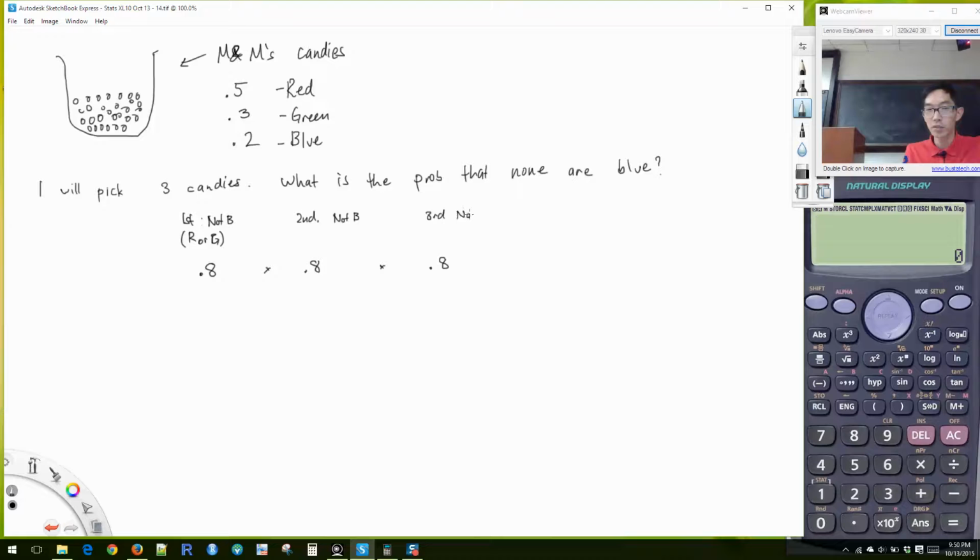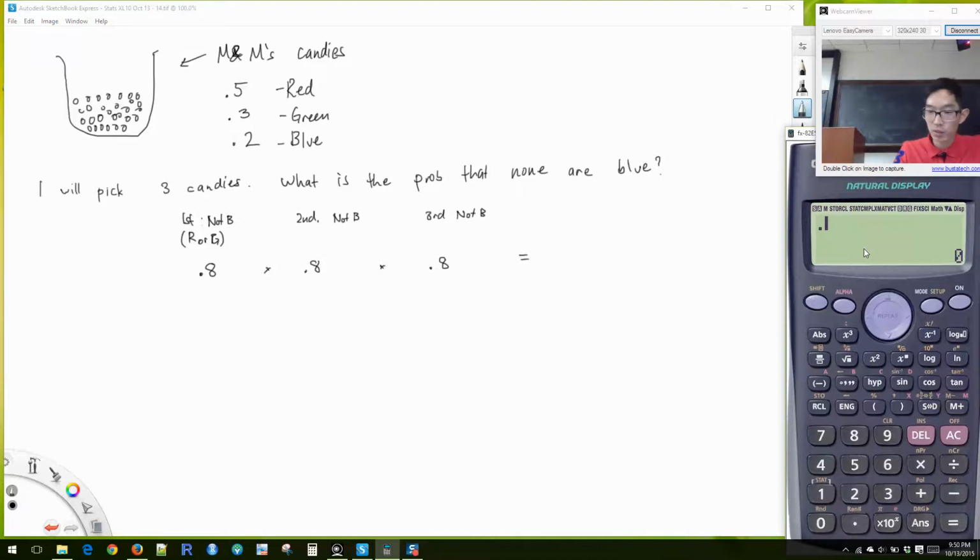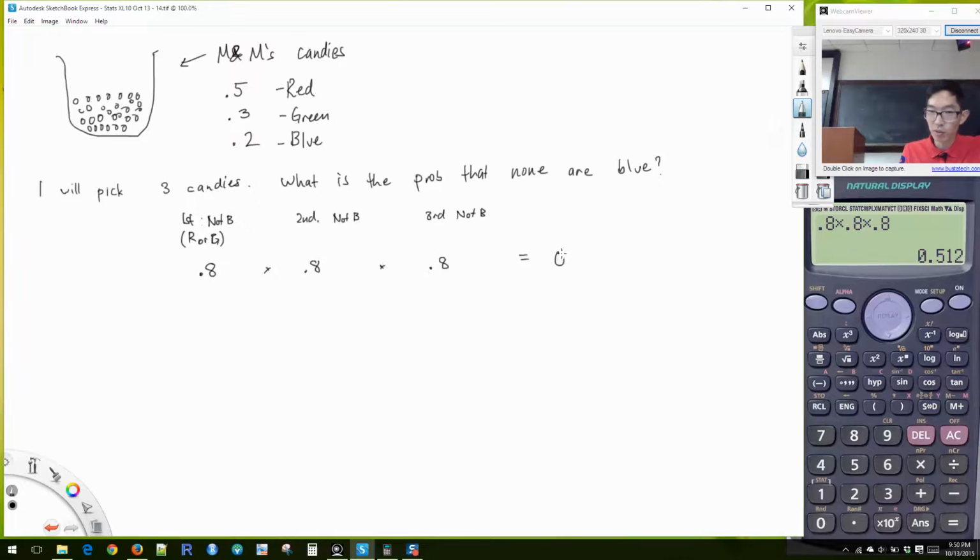Is that okay? So I have to get not blue, and not blue, and not blue. So it's going to be 0.8 times 0.8 times 0.8, which gives me 0.512.